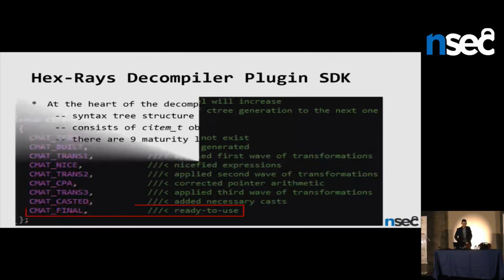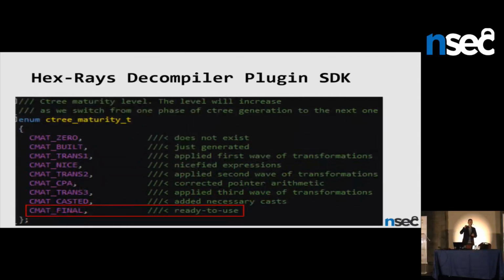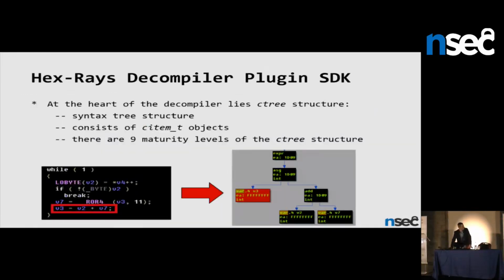There are 9 maturity levels because this structure is generated using several iterations, and you can actually hook at any level, but we are using maturity level final when this structure is ready to use. On this slide, we can see how, for instance, the expression variable 3 equals variable 2 plus variable 7 is represented. This is variable 3, and this is the assignment operator. On the left-hand side of the assignment we have variable 3, and on the right-hand side we have node add with variable 2 and variable 7.